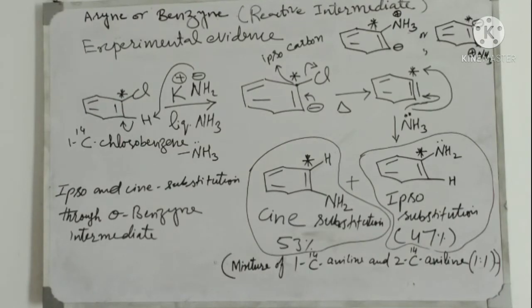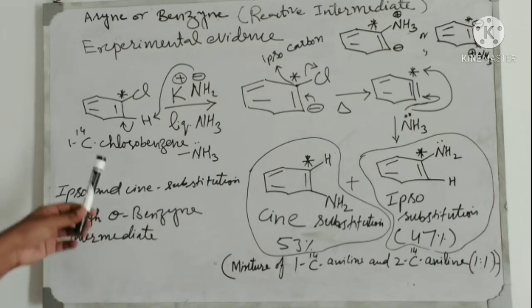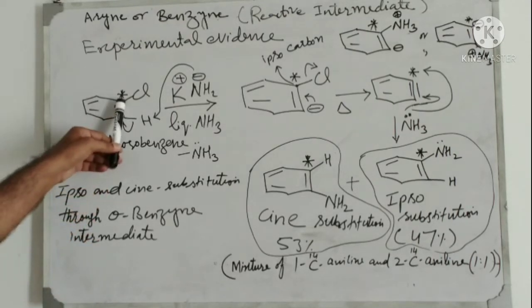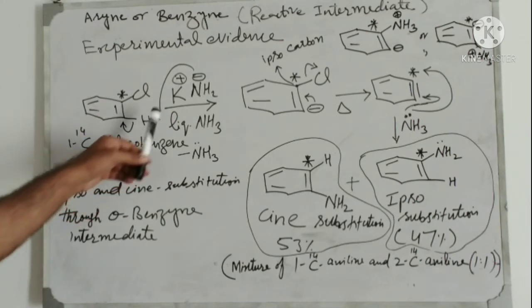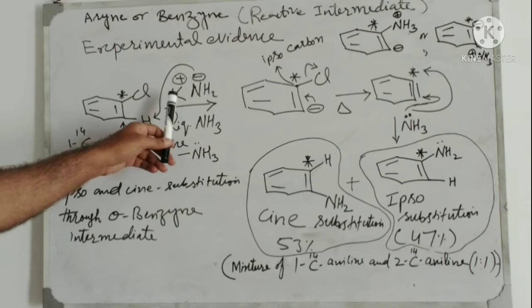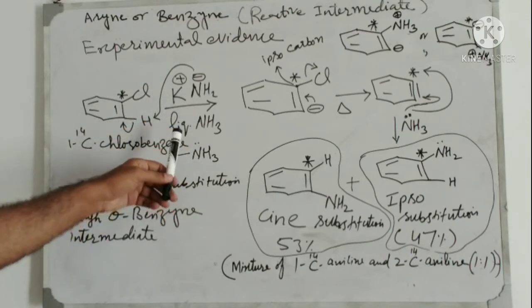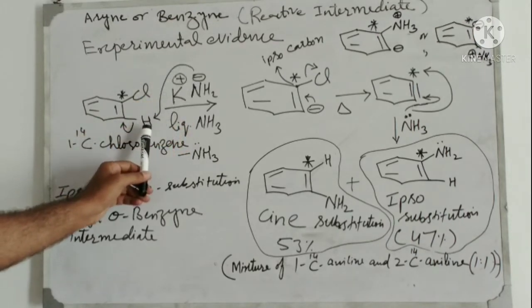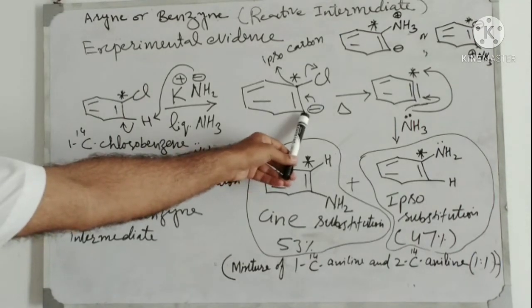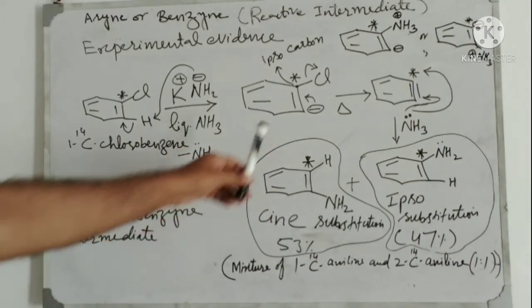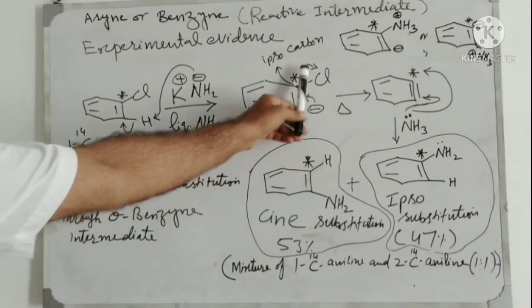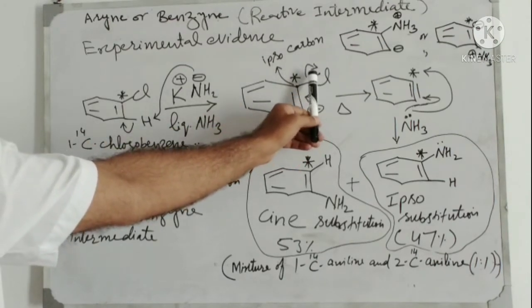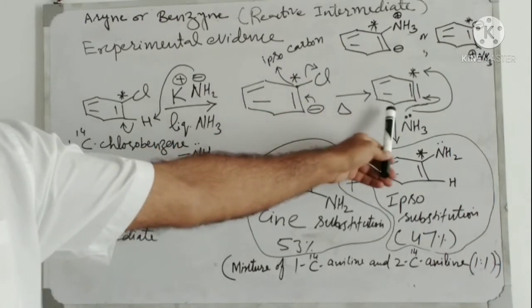These are the experimental evidence that the benzyne intermediate really exists. Here this is 1-chlorobenzene. Its position 1 is labeled with C14, and it is treated with a strong base, potassium amide in liquid ammonia. So this NH2 attacks and takes this proton, and it generates a carbanion. Later on, this charge comes here, and the chloride is removed to make this ortho benzyne intermediate.